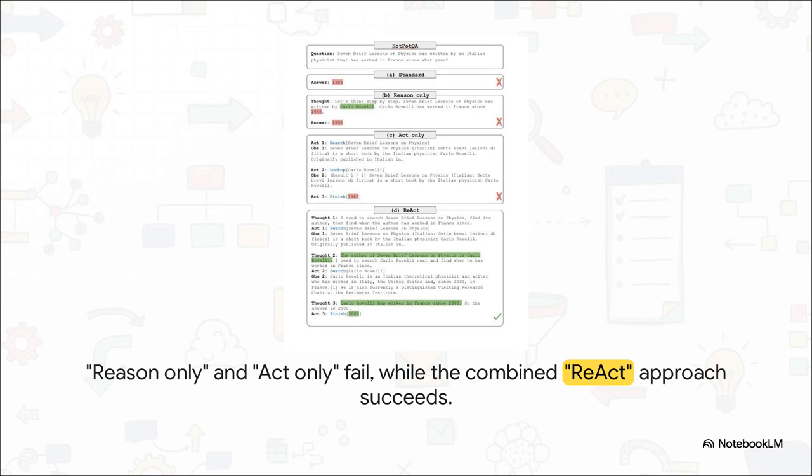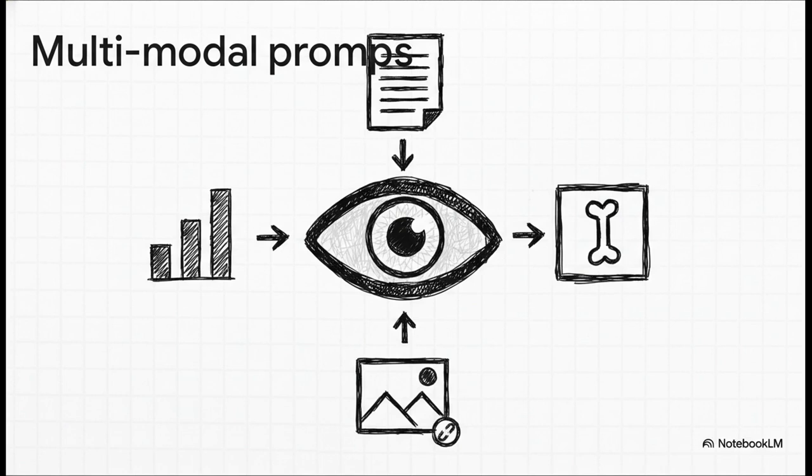The question is about an author. If the model only reasons, it just makes up a wrong date. It hallucinates. If it only acts, it finds the right facts but can't piece them together. But with ReAct, it thinks, it searches, it sees the result, and then it puts it all together for the correct answer. And we're not just talking about text tools either. With multimodal prompts, we can literally give the AI eyes. It can look at images, analyze charts, scan documents, even look at things like X-rays to pull out information.